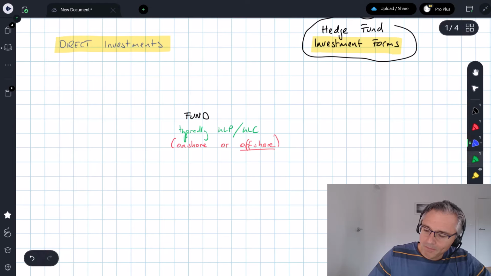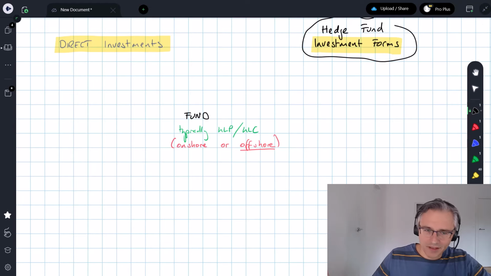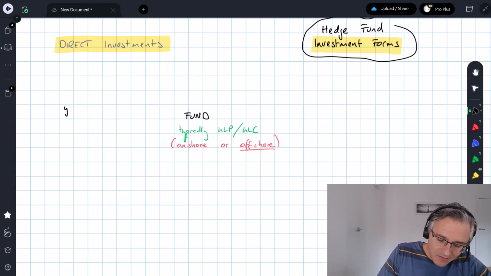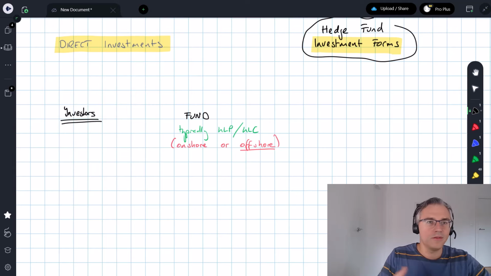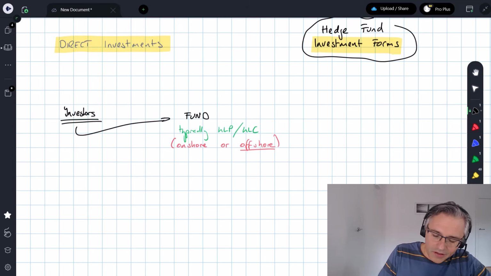Now, the fund obviously makes investments, and it needs investors. And depending on whether it's a partnership or indeed a company, those investors may be called limited partners, or they could be shareholders, etc. They provide capital, of course.